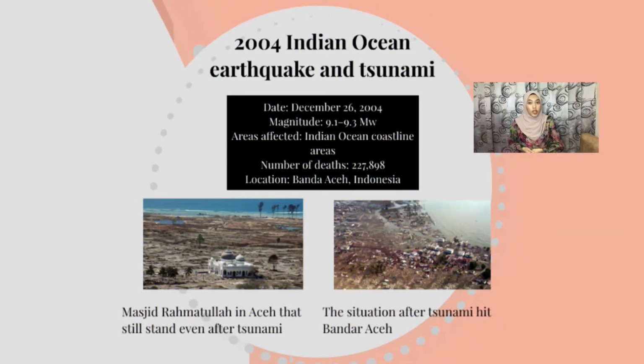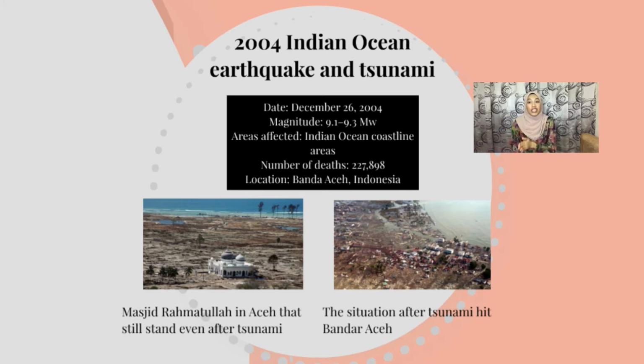The earthquake's magnitude was measured between 9.1 and 9.3, making it the third most powerful quake since 1900. The tsunami's wave traveled across the Indian Ocean at 500 mph, which is the speed of a jet plane. There were 227,898 people killed or listed as missing and presumed dead in all countries that were affected.